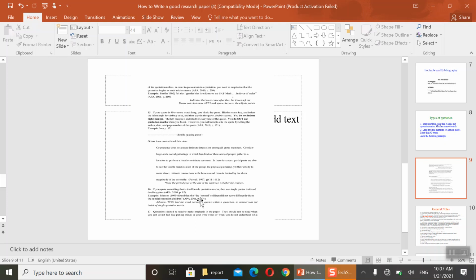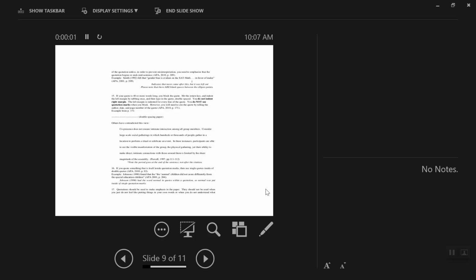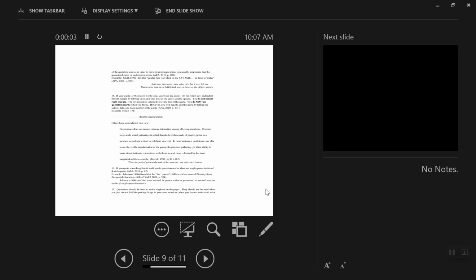Okay. This is a short quotation here. You see, Johnson found that the normal, okay, this is the quotation, and here the year. When you write a quotation, it is preferred to put the page at the end. So no problem to put only the page here after Johnson or at the end. No problem.